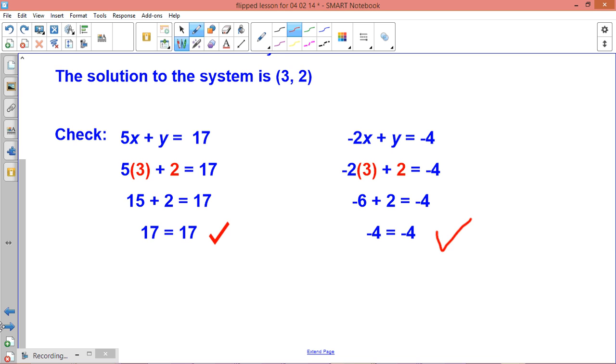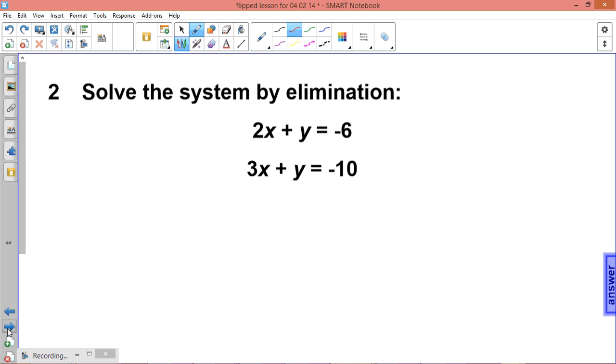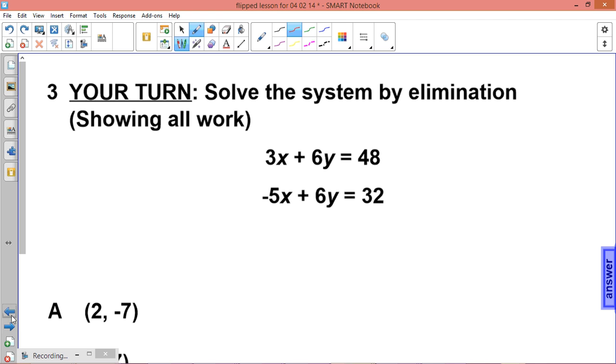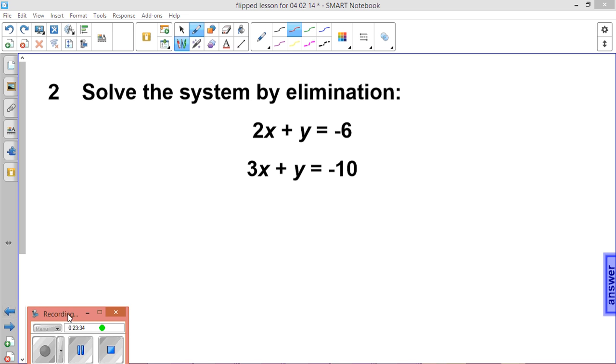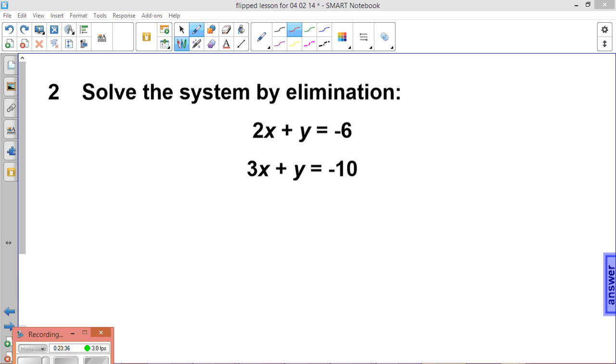Okay, that's all there is to it. So let's do one more together, and then it's your turn, and I believe we are done with the packet at that point. Maybe not. Okay, so number 2, solve the system by elimination. 2x plus y equals negative 6. Let's do this quickly because we're running out of time. 2x plus y equals negative 6.